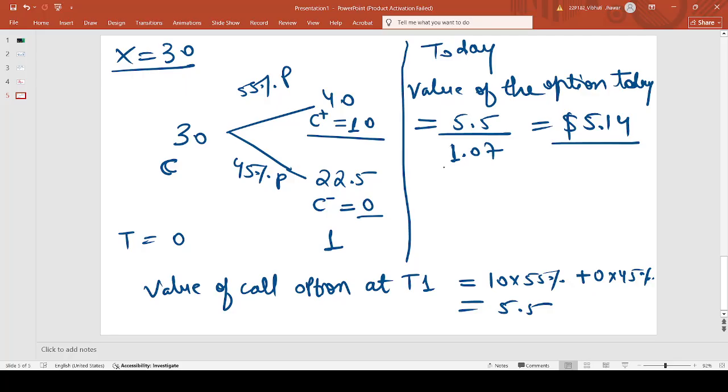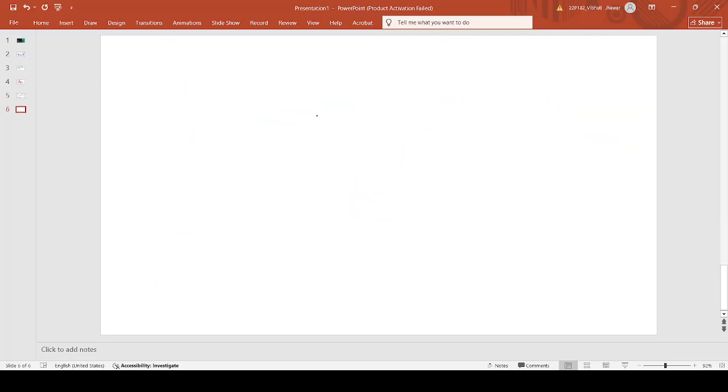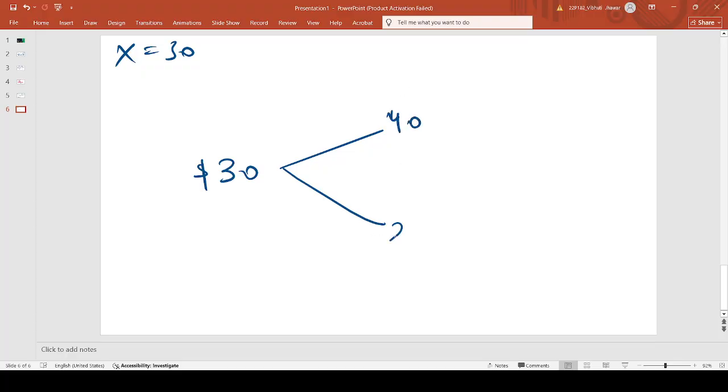Now, moving on, let's take the same example for a put option. Same scenarios: $30, exercise price is also 30, but it's a put option, not a call option. Here it becomes 40, here it becomes 22.5. This is 55%, 45% probability.